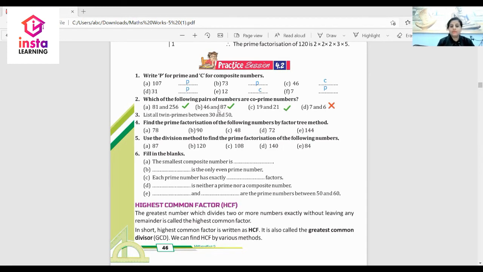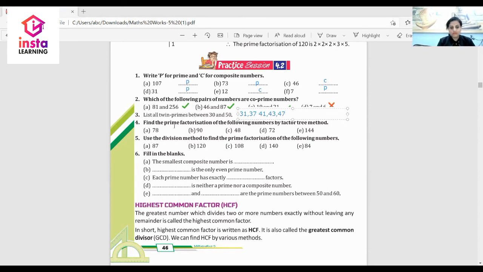Yes, students, co-prime numbers are numbers that have only one common factor, which is 1. Like 81 and 256 are co-prime numbers. 46 and 87 are co-prime numbers and 19 and 21 are also co-prime numbers, but 7 and 6 are not. Here I'm going to tell you about twin prime numbers. They are prime numbers that differ by two, like 31, 37, 41, 43, then 47. They are called twin prime numbers.